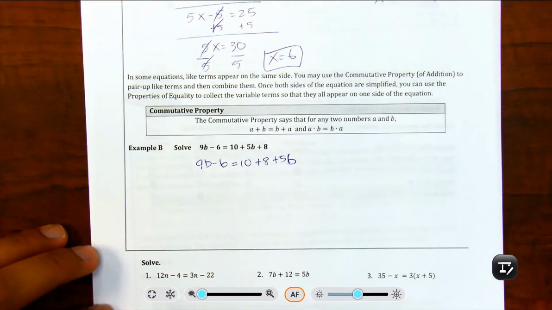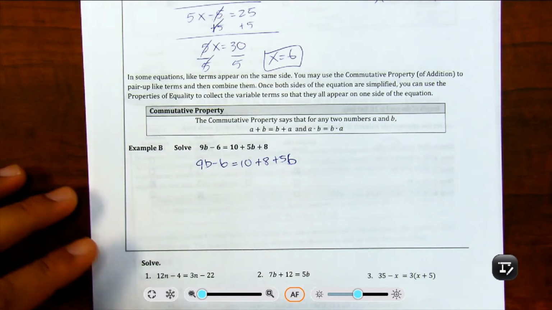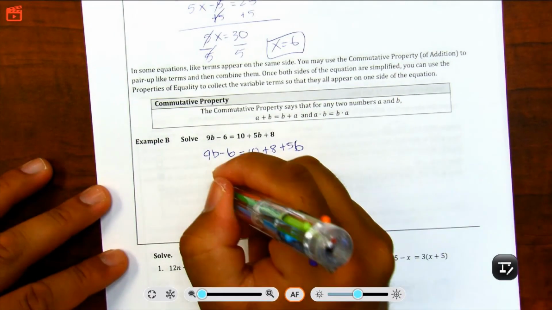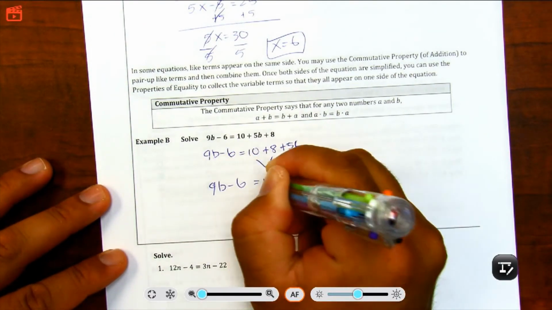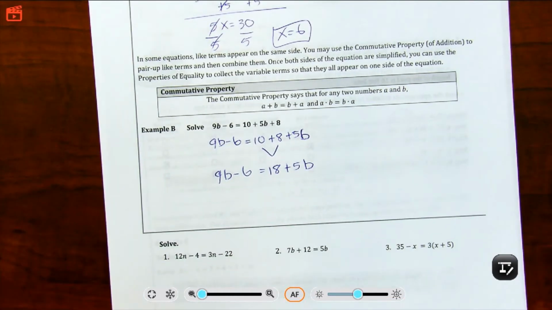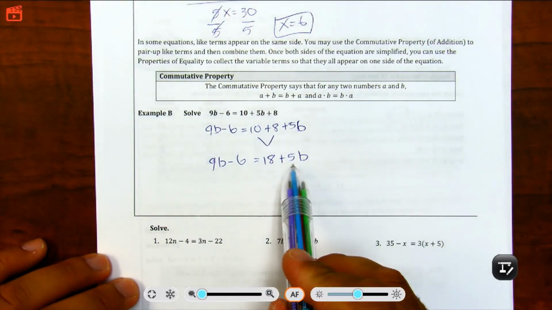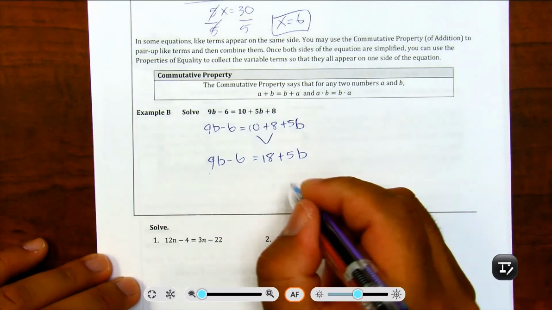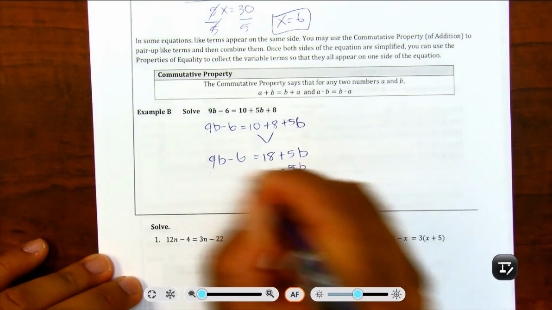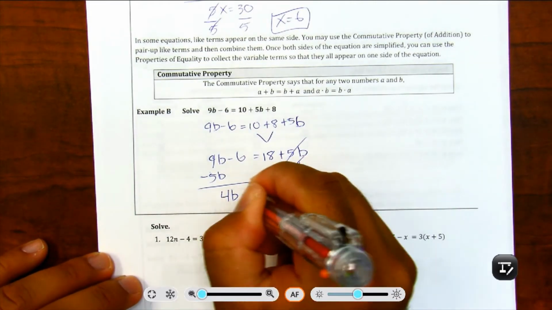So notice that I move the sign with the 8, there's a plus sign in front of the 8. That goes with the number. 10 plus 8 is 18. So you have 9b minus 6 is equal to 18 plus 5b. Now, if I want to move the b's to the left side, I would need to move 5b here. So I would subtract 5b to both sides. And I'm left with 4b minus 6 is equal to 18.